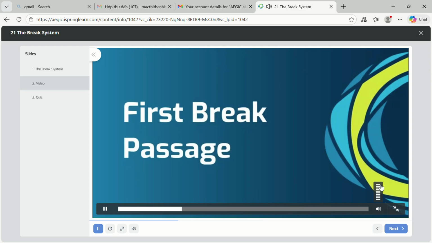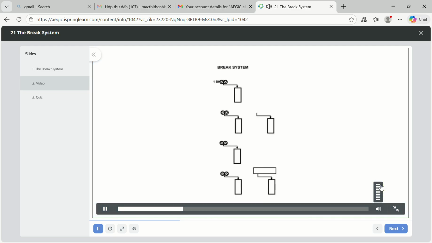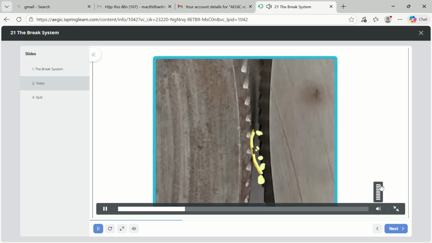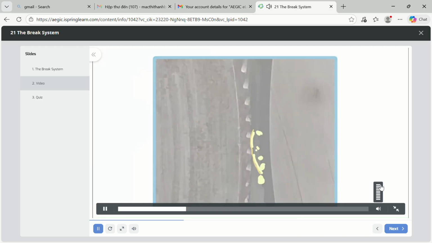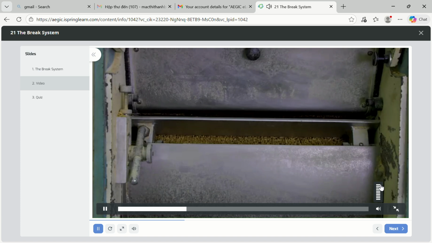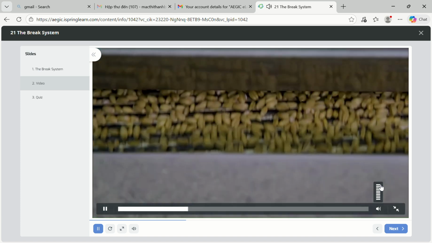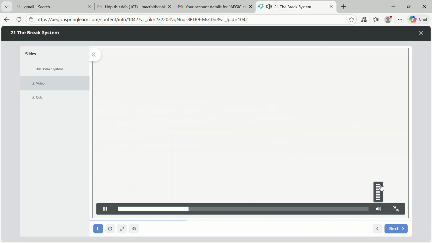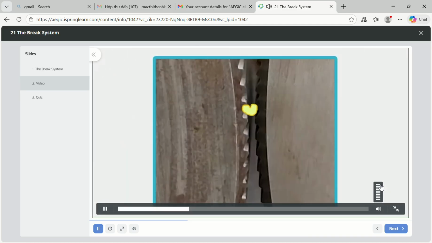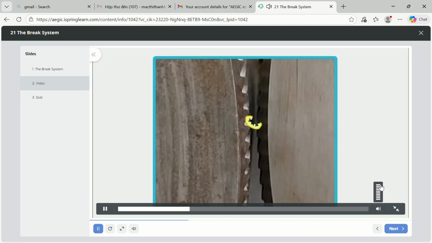First break passage. At the first roller mill in the break system, called first break, the wheat kernels are broken open. Intact wheat kernels are fed over a single feed roll to the grinding rolls. The kernels are gripped against the fluting of the slower rolls and sheared open by the fluting of the faster rolls.